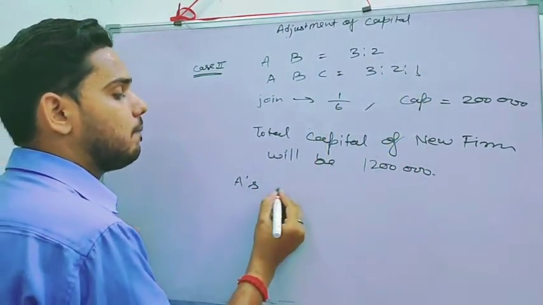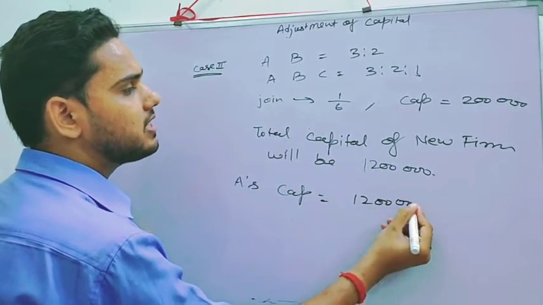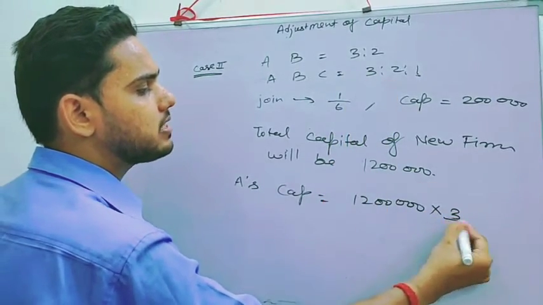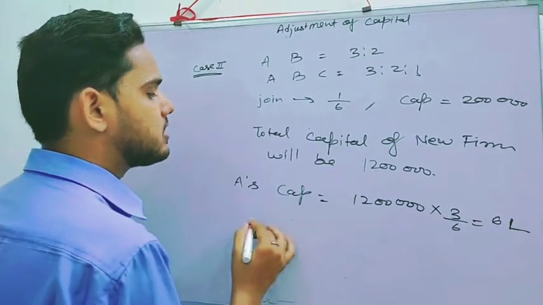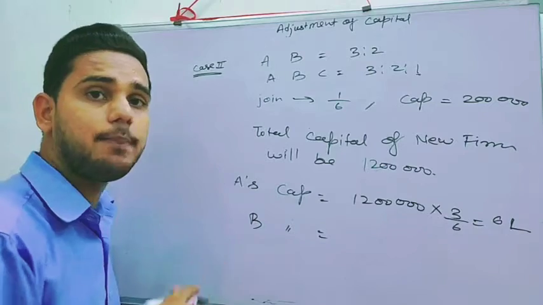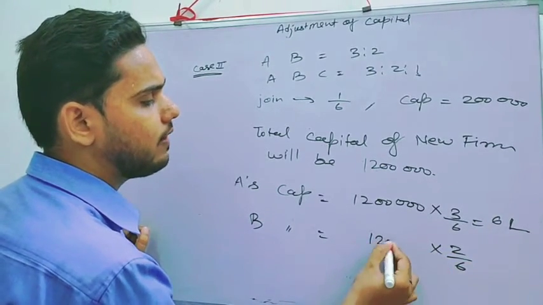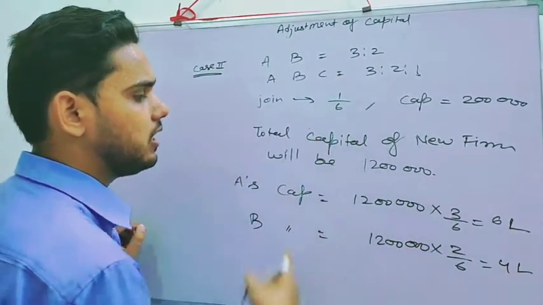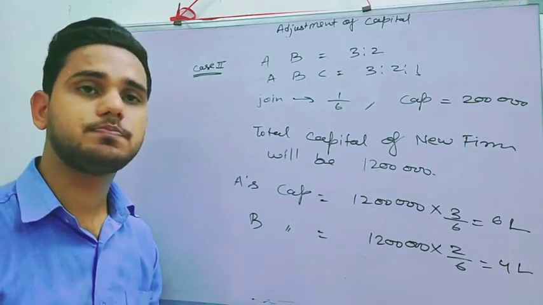in the new PSR. For finding A's capital, we will do what? 12 lakh is the total capital of the new firm. A's new share is 3/6. So his capital will be 6 lakh. In the same way we will find B's capital and C's capital. So B will be 2/6 of 12 lakh. This will be 4 lakh. And for C it will be the same, which we calculated as 2 lakh rupees.